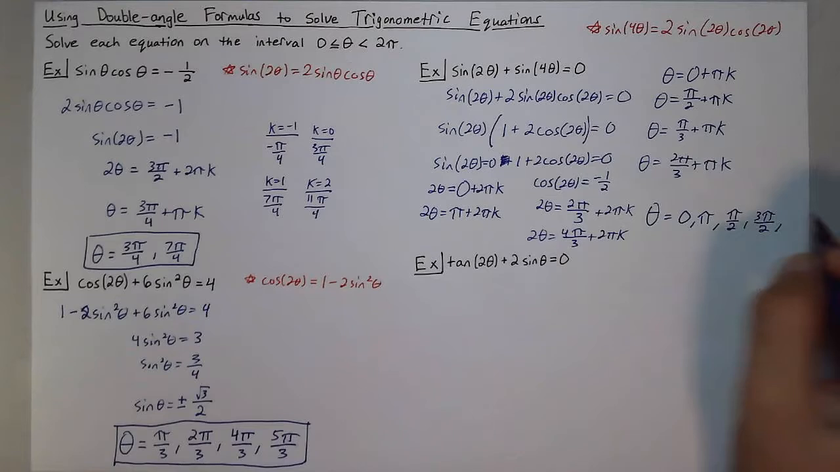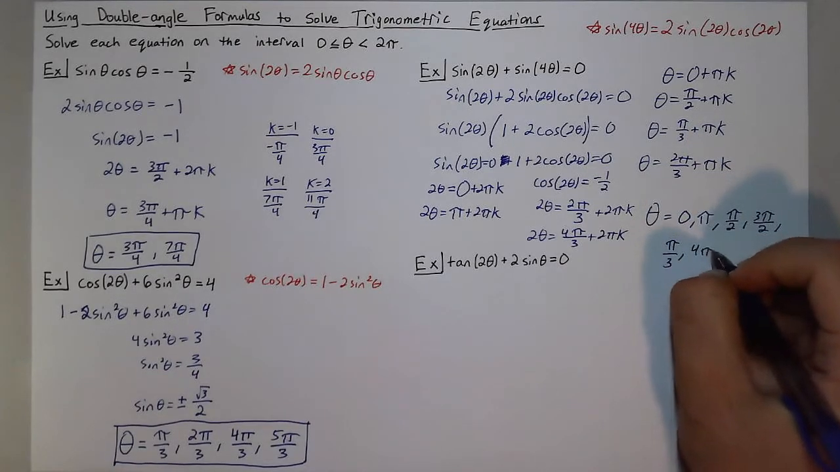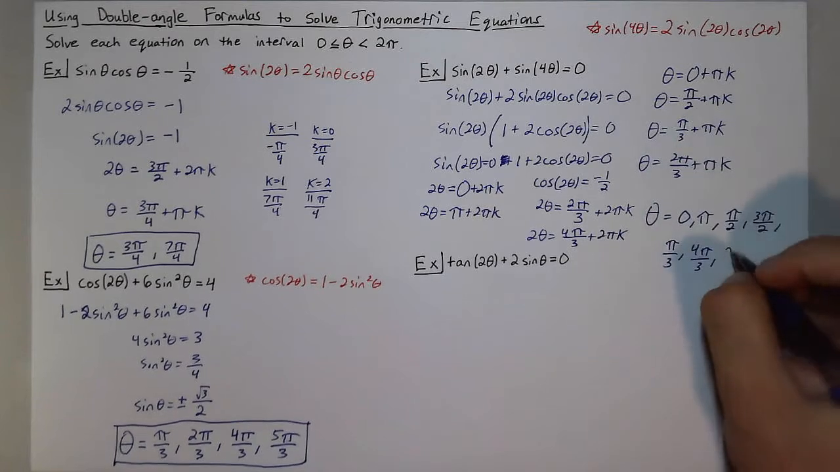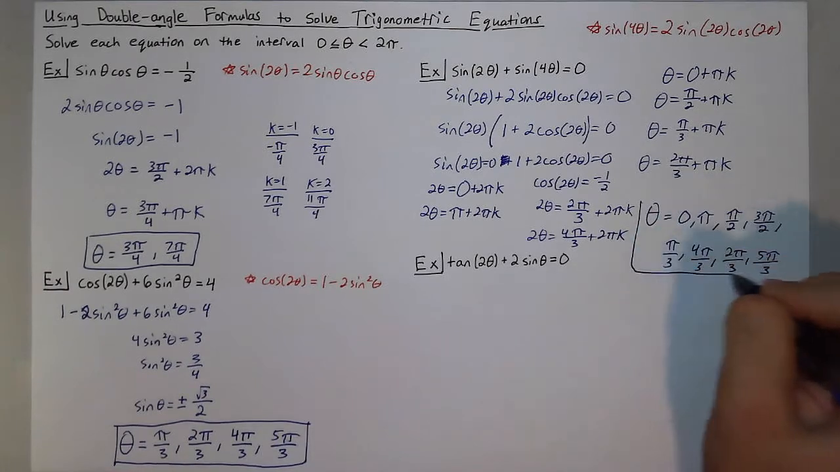If I continue onward, I can get pi over 3 as a solution. Adding pi, I can get 4 pi over 3. The next one, I can get 2 pi over 3. And add another pi, I can get 5 pi over 3. Any other values of k would not yield any solutions for the equation.